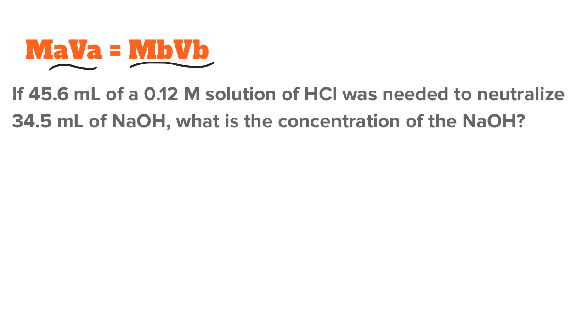So in this problem, we've got 45.6 milliliters of a 0.12 molar solution of HCl. HCl is hydrochloric acid. So that was needed to neutralize 34.5 milliliters of sodium hydroxide. What is the concentration of sodium hydroxide? Concentration, if you remember, means the same thing as molarity. Concentration is just a general term, but we said that we were going to work in molarity when it came to concentration.